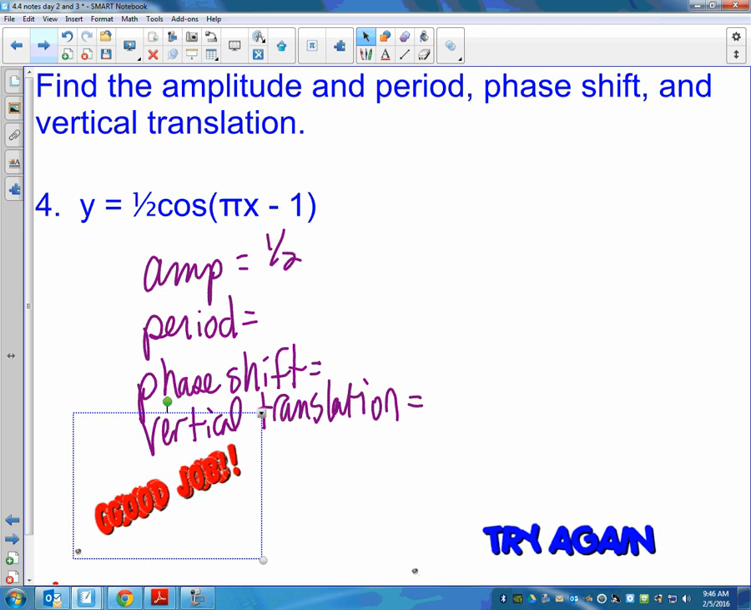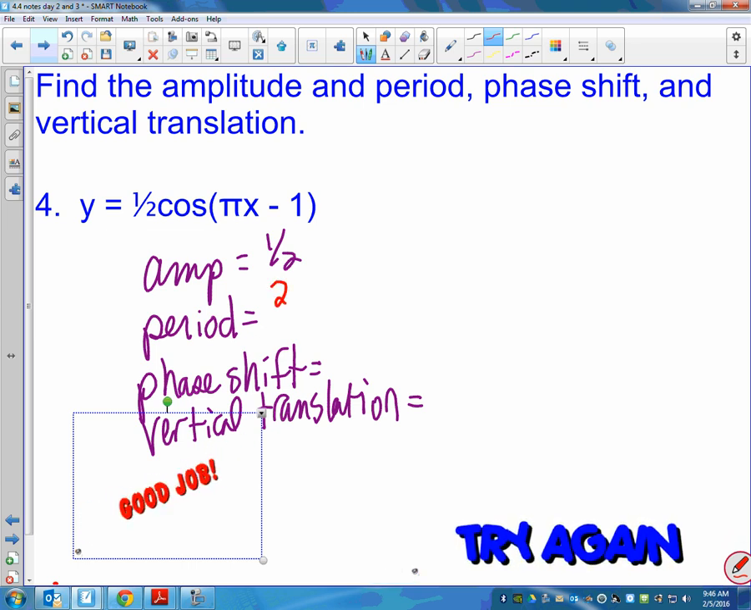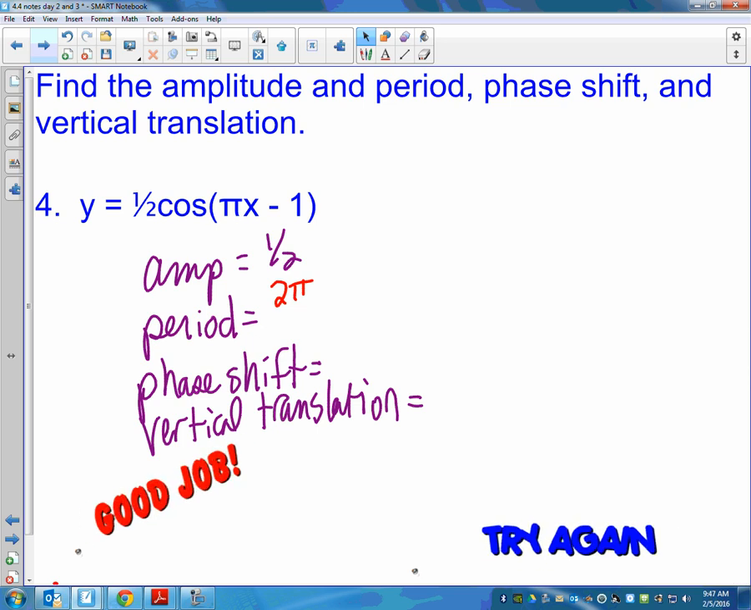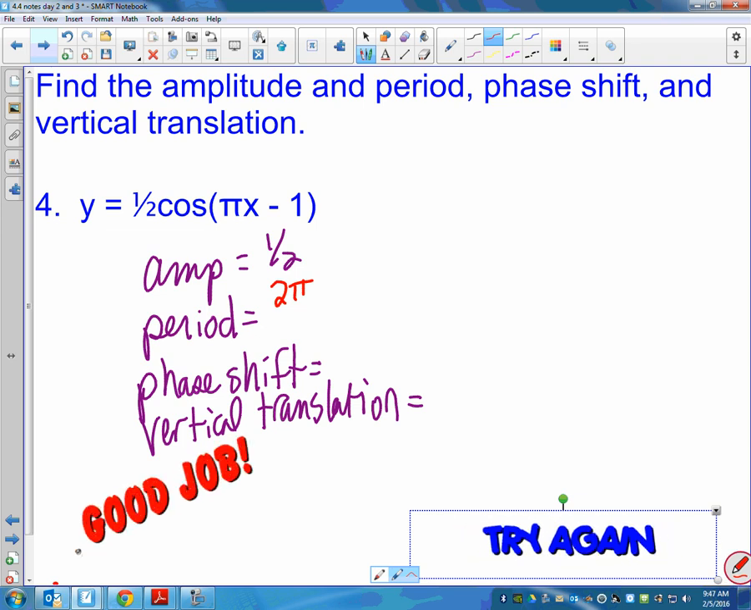Someone needs to get one wrong so we can do that. Period. Tyler, how do I find the period? And what's B in this problem? Is this whole thing B? No, we better try again. Oops. That's funny, right? What is it? Tyler, back to you guys. Try again. It's just pi, right?